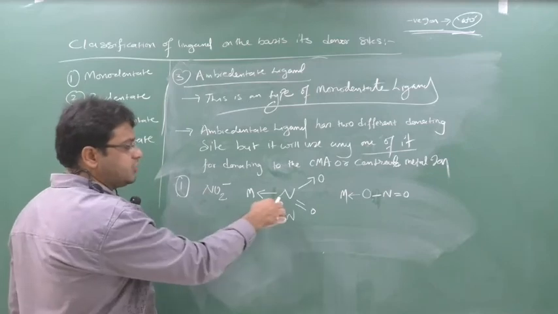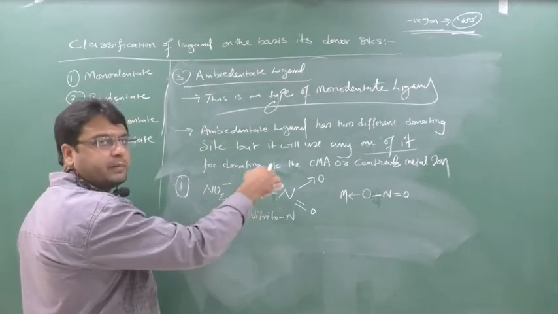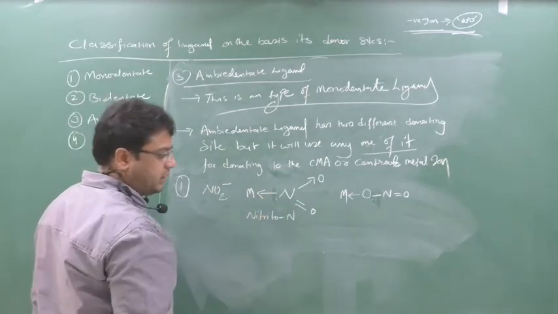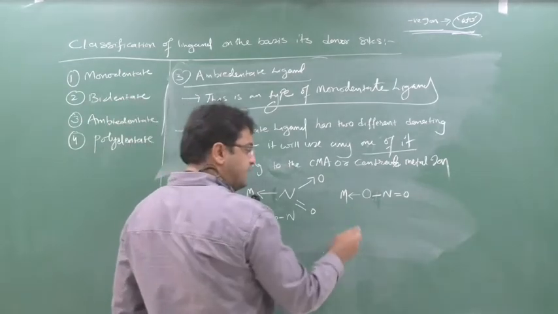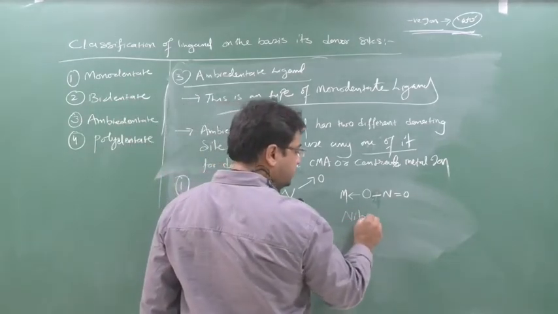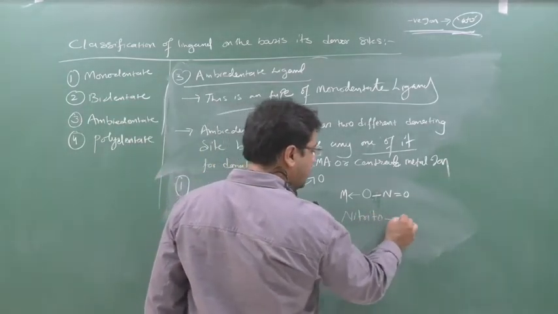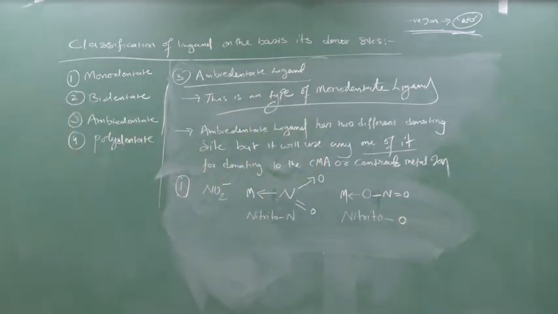So if nitrogen donates to the central metal atom, I will call it nitrito N. If oxygen donates, I will say nitrito O. Clear this part? But remember this name: if the bond is through the nitrogen of NO2, I will call it nitrito N, and if the bond is through the oxygen, I will call it nitrito O.